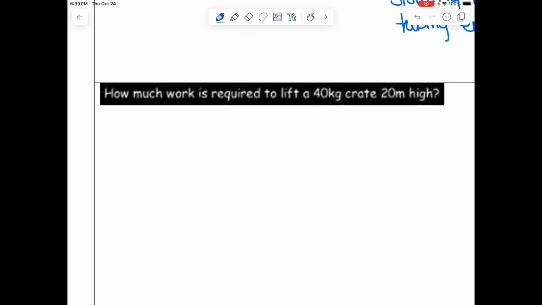Stop confusing them. All right, how much work is required to lift a 40-kilogram crate 20 meters high?